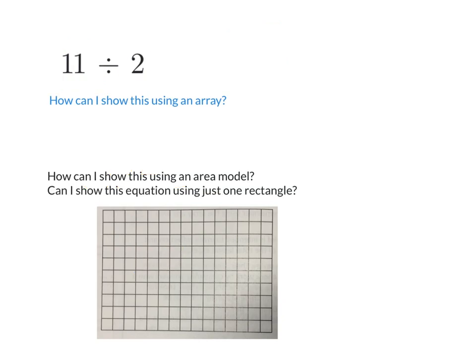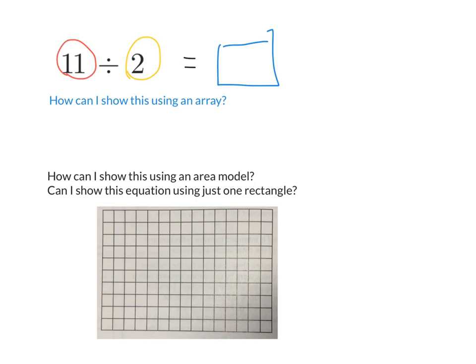Let's try another example here. Now we have 11 divided by 2. So using an array, we know that the whole is 11. We're going to have 11 objects. The divisor is 2 that we need to sort into 2 groups. And the quotient is going to be how many.